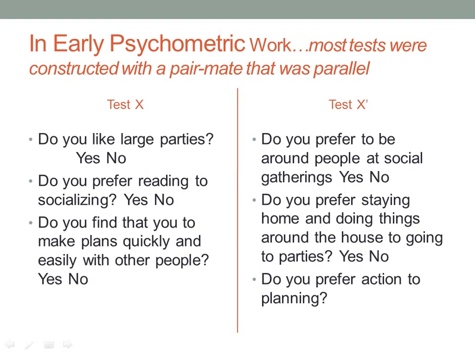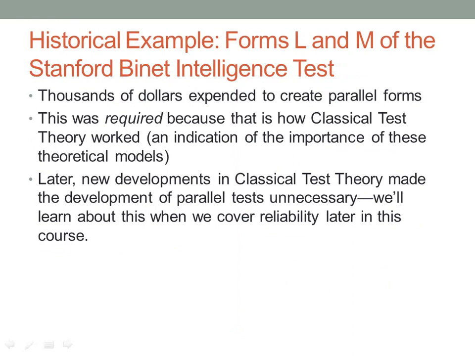In reality, people spent thousands of dollars to do this in the beginning of the 20th century, sometimes tens of thousands of dollars. And as an historical example, in the most widely used intelligence scale, up through the 1950s or 60s, the Stanford-Binet intelligence test, the test manufacturers created 2 forms, Form L and M. This was required. That's how classical test theory worked. Now later, right around mid-20th century, new developments in classical test theory made the development of parallel tests unnecessary. And we'll learn about this when we cover reliability later in this course.